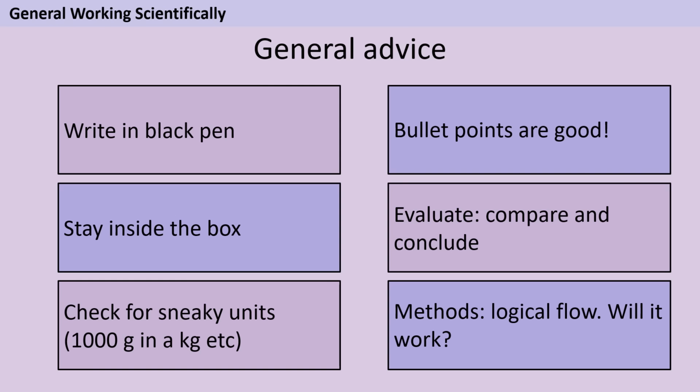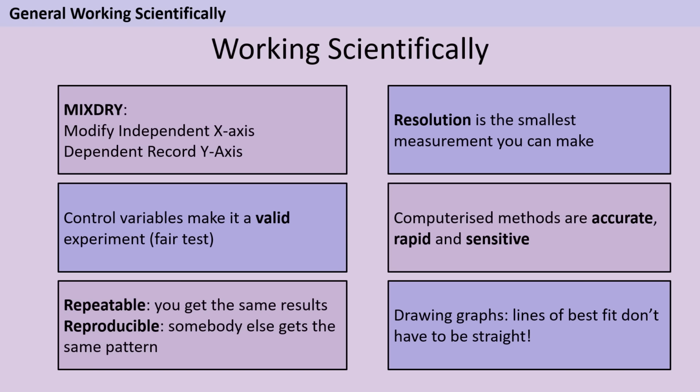If you meet a question that says evaluate, in order to get full marks, you have to write a conclusion, and you should also be comparing both sides of the argument. If you have to write a method for, say, one of the required practicals, it's important that it has a logical flow. It's a good idea to write your method in terms of bullet points or a numbered list. Don't forget that you are also being assessed on your working scientifically skills.